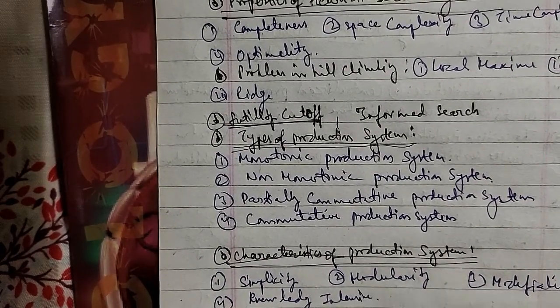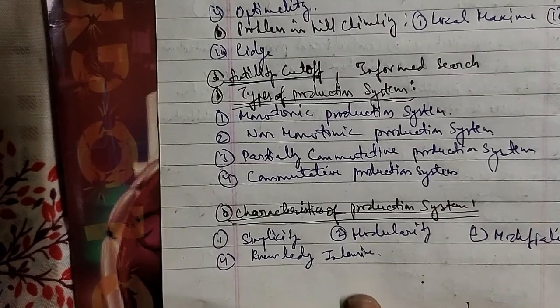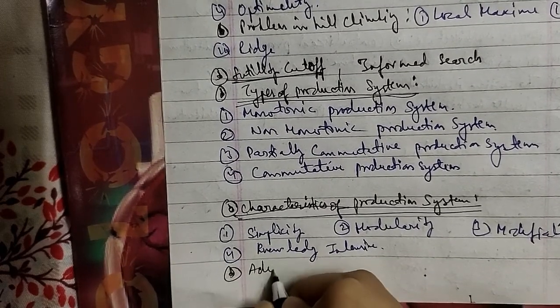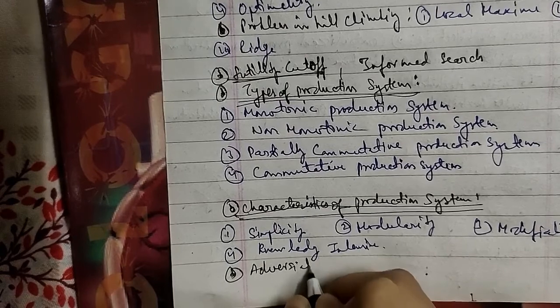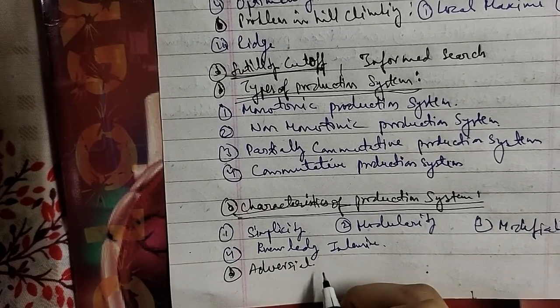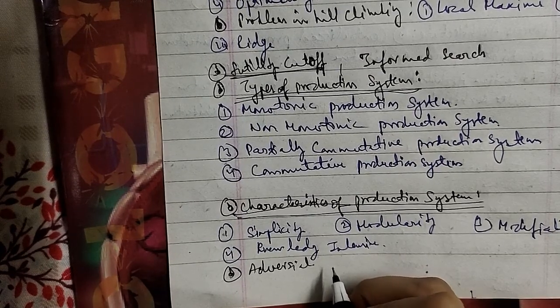Now we'll talk about another one, adversarial search: define adversarial search. Adversarial search is the search in which two or more players with conflicting goals are trying to explore the same search space for the solution.